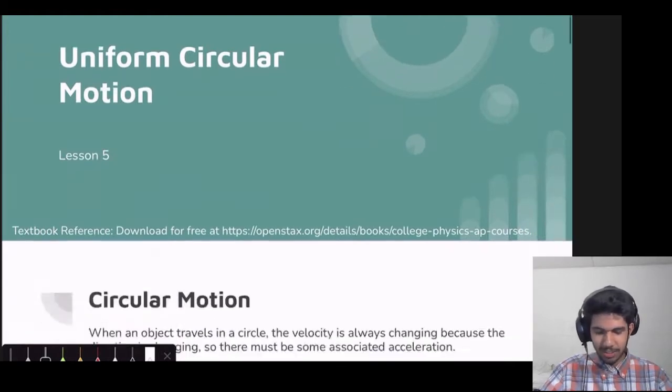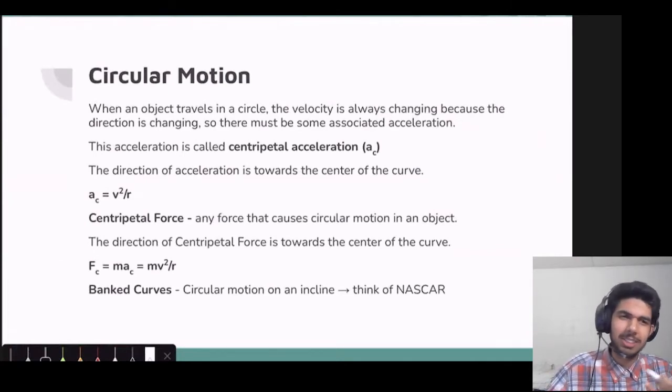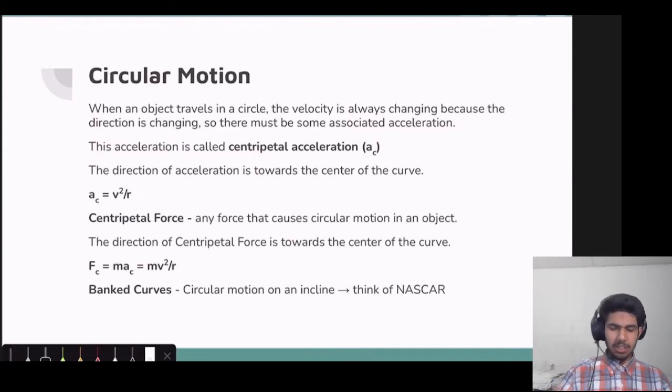So let's get started. And as always, we will begin by going through some definitions, getting some things cleared up before we head into our practice problems. So there's not too much that we need to cover with circular motion.